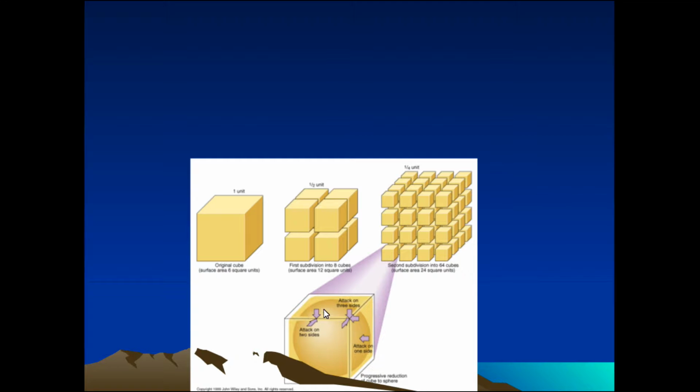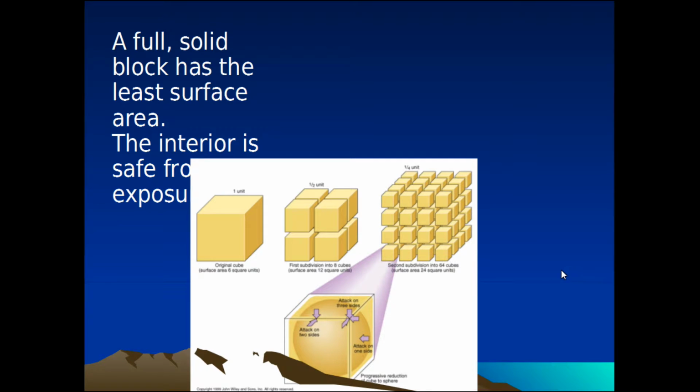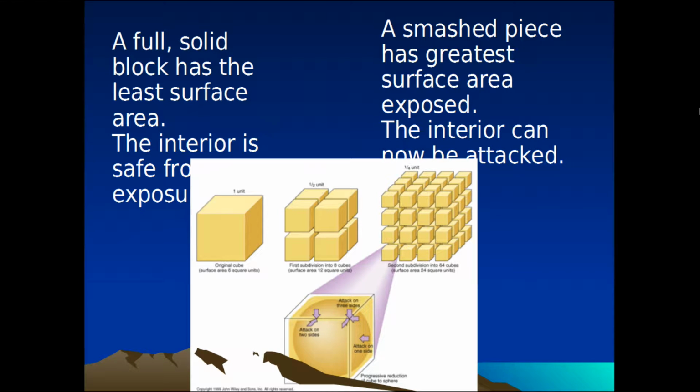If you take a look here, the bottom illustration, you've got attack on 2 sides. It's basically wind, water, rain, the environment, a cat walking over to it and knocking it over. Those things are all going to break down cubic shapes into more of a round shape, especially for corners. Right, these 90-degree angle corners here, you're going to get attack on 3 sides. So basically, a full solid block has the least surface area. The interior is safe from exposure. A smashed piece has the greatest surface area. The interior can now be attacked.